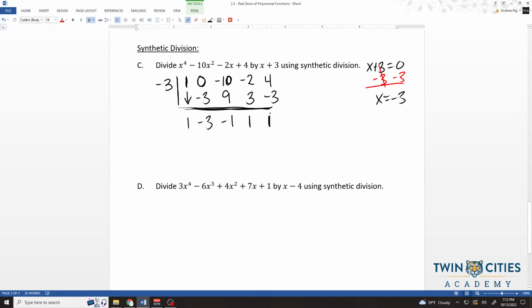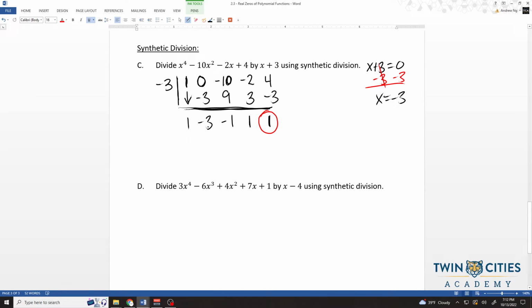Now this last number, I'm going to put a little circle around it in red. Because this is actually my remainder. So let's find the answer. What was the highest power that we started with? This was x to the fourth. What I'm going to do is I'm going to take that power and I'm going to drop it down 1. So dropping this down 1 would be x to the third.